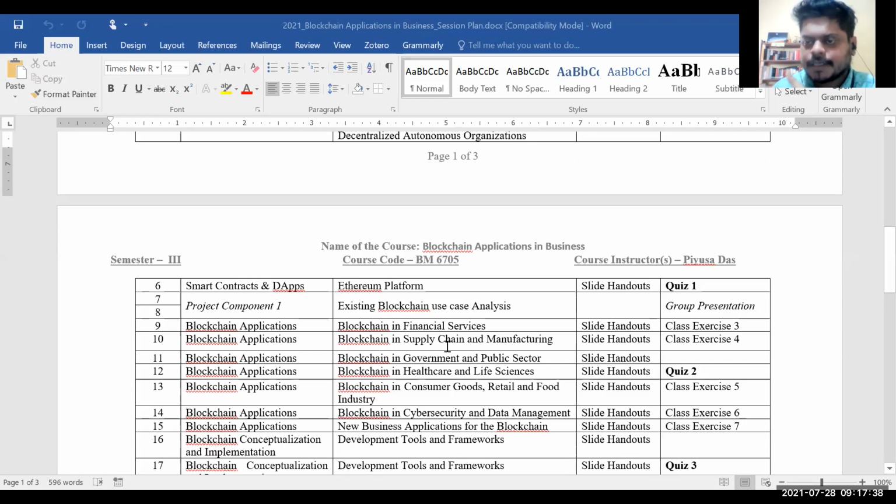But again, like I said, it is flexible in case you want something to be understood or discussed in the class. But you have to tell me beforehand, so that I can come to the class with certain material and we can discuss that, apart from whatever has been covered in the session plan.